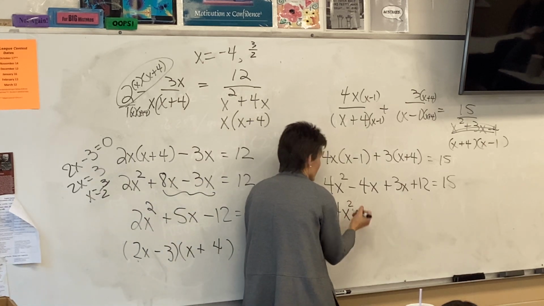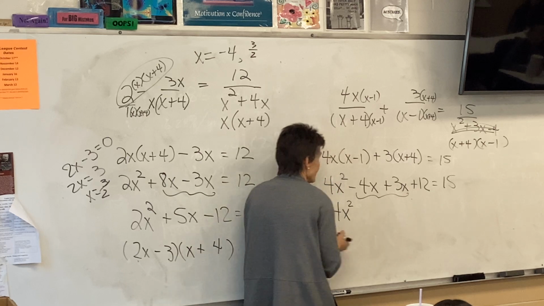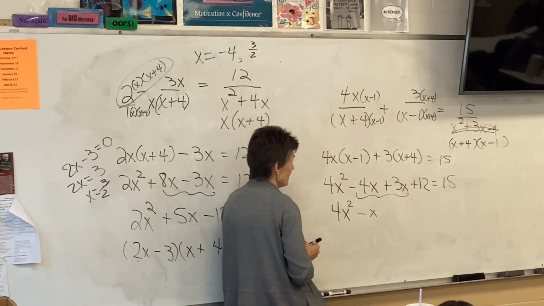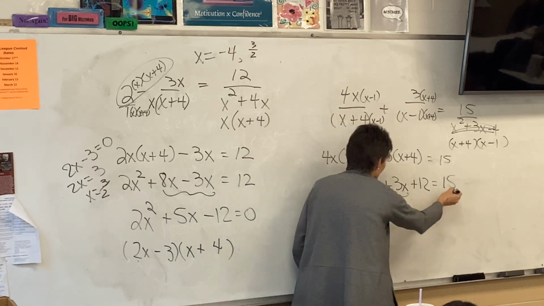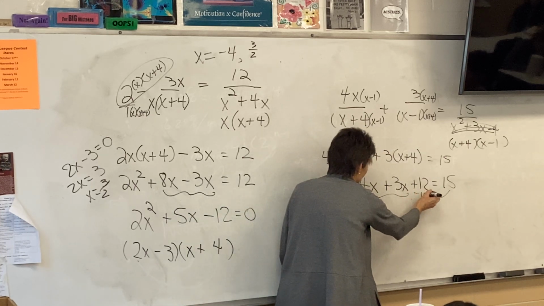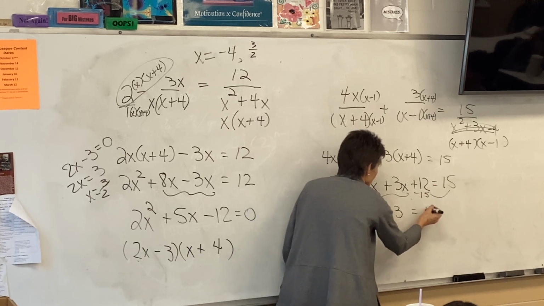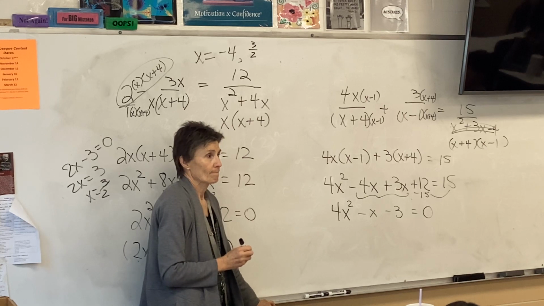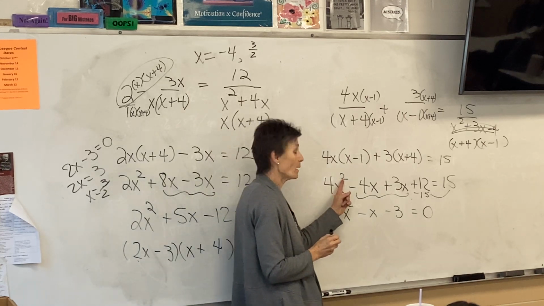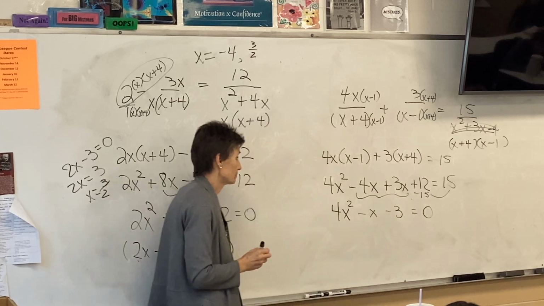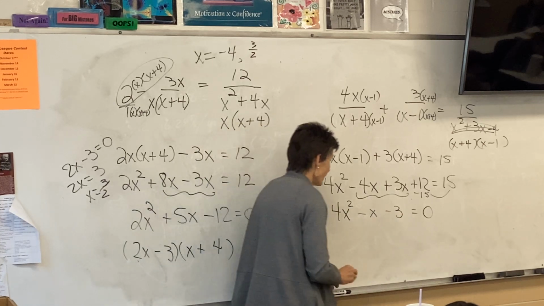So I'm gonna clean it up. So these two add together and make negative x. Can I go ahead and bring this 15 over? Yeah. So that's gonna be minus 3. Remember, when you got a squared in your equation, you wanna get a 0 over there. Okay?